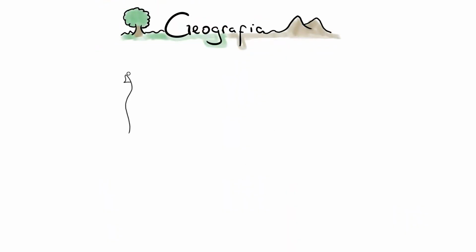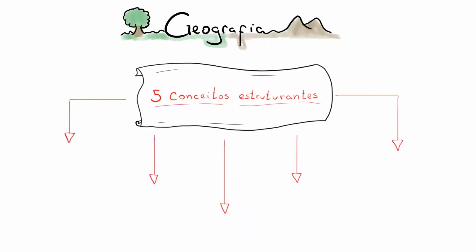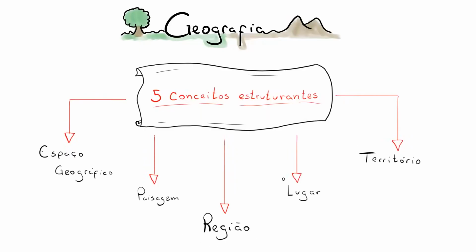But before anything else, you need to understand that within the science of geography, we have 5 core concepts, which are geographic space, the biggest of all, landscape, place, territory, and region, which is our focus. You've definitely heard about these 5 concepts at school at least once, right? And there are already videos here on the channel explaining each one of them briefly. But in this one, the focus is only on region and also regionalization, okay?